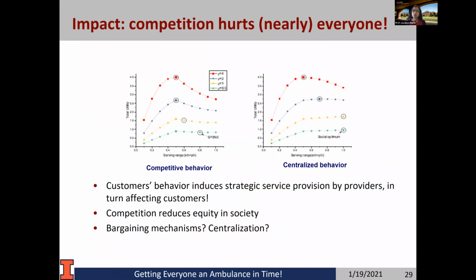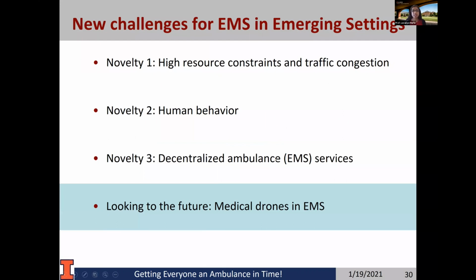It also reduces equity in society. We can also talk about what kind of bargaining mechanisms or centralization mechanisms government can incentivize, and what are the costs of doing so, what are the incentives government can provide, so that either these different services can bargain with each other, provide better service levels to society, or can you centralize the system, and what would be the impact of that. So I'll just skip over the details of that, and I'm happy to answer any questions.